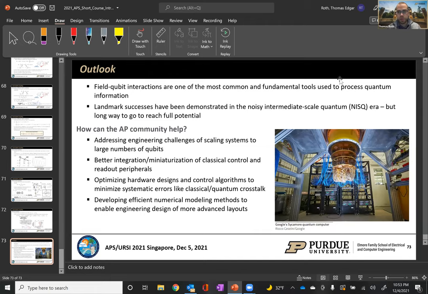Let me try and get Zoom open. I can't tell.